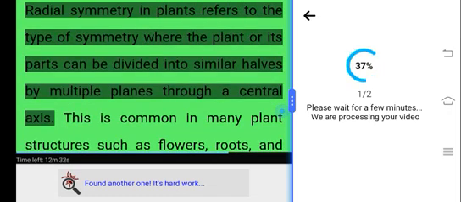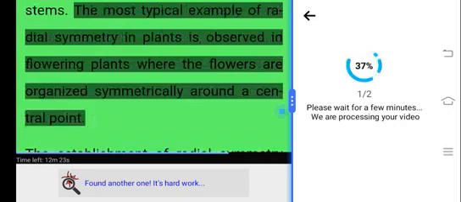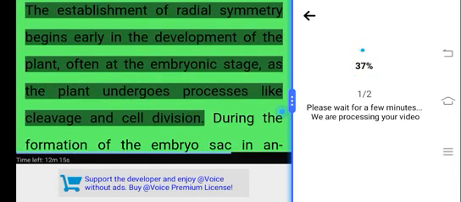Radial symmetry in plants. Radial symmetry refers to the type of symmetry where the plant or its parts can be divided into similar halves by multiple planes through a central axis. This is common in many plant structures such as flowers, roots, and stems. The most typical example is observed in flowering plants where the flowers are organized symmetrically around a central point. The establishment of radial symmetry begins early in the development of the plant, often at the embryonic stage, as the plant undergoes processes like cleavage and cell division.